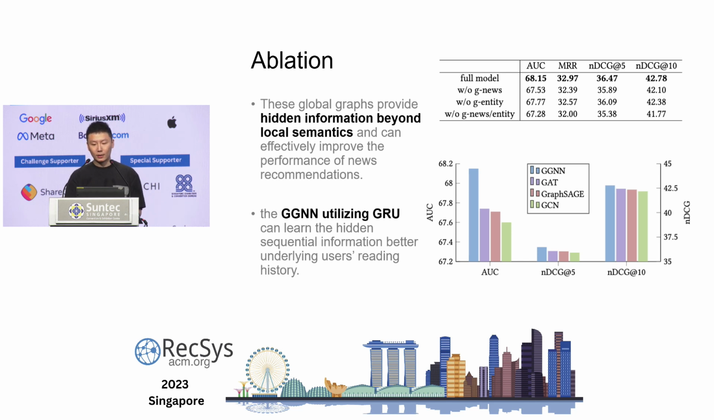And the second experiment studied the impact of different graph encoders. GGNN outperformed GATE, GraphSage, and GCN in the comparison, which is likely because the GGNN, utilizing GRU, can learn the hidden sequential information underlying user reading history better.